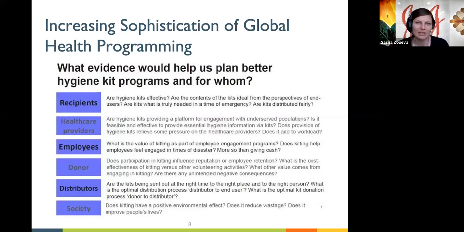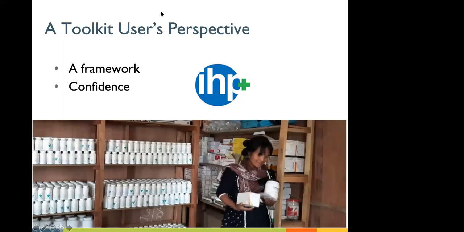I think we need to understand the dynamics, and we need to create evidence to stay relevant. And I think this toolkit actually is the blueprint for creating evidence in the product donation space. So thank you. Thank you, Sasha.